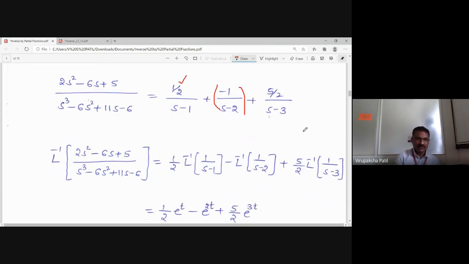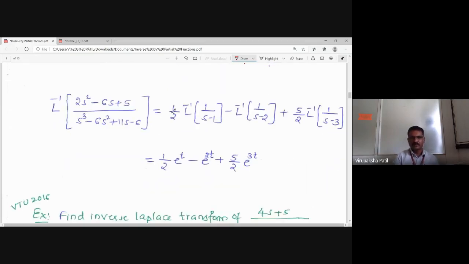But we don't want this. We are just resolving this into partial fractions to find the inverse Laplace transform of this. So apply L inverse to this. On both sides, using the linearity property, you can write 1 by 2 times L inverse of 1 divided by s minus 1, minus L inverse of 1 divided by s minus 2, plus 5 by 2, which is constant, take that outside and apply L inverse to 1 divided by s minus 3. Now 1 by 2 as it is.